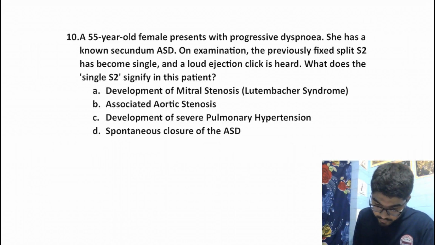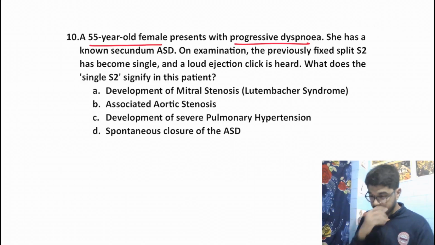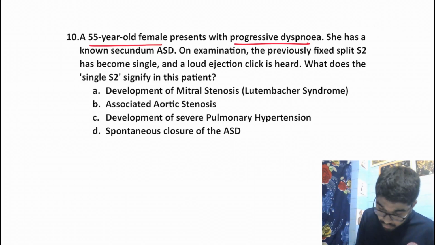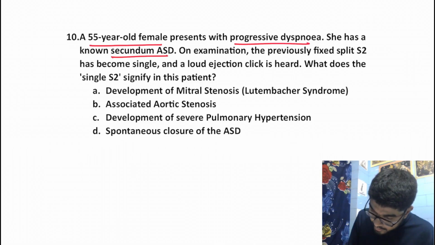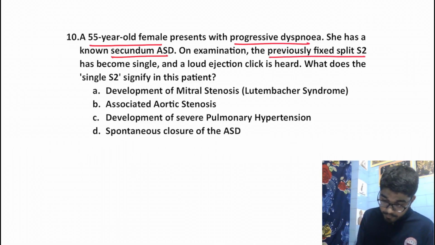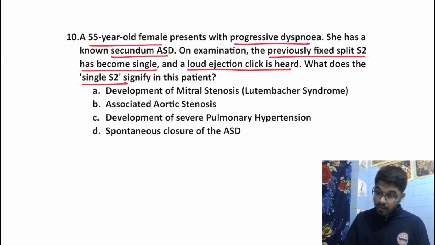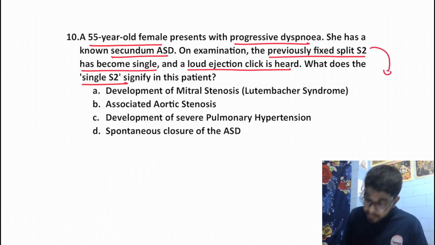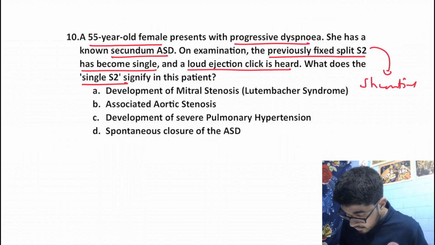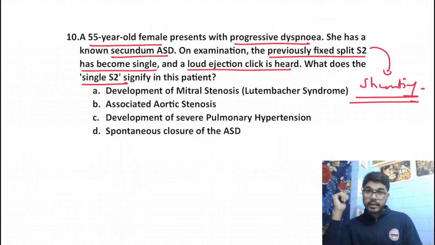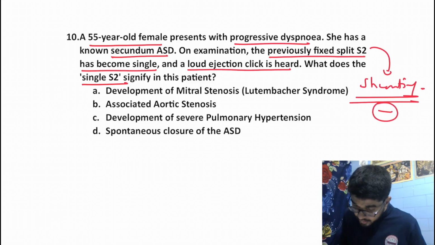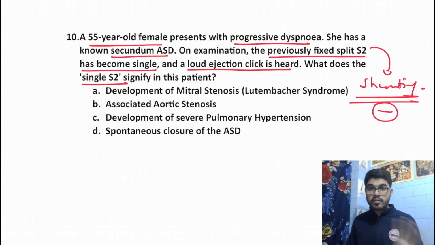Now, a 55-year-old female presents with progressive dyspnea. She has a known secundum ASD. On examination, the previously fixed split S2 has now become single and a loud ejection click is heard. What does the single S2 signify? Again over here, the splitting was due to the shunting. Now the split is absent, which means the shunt has gone.